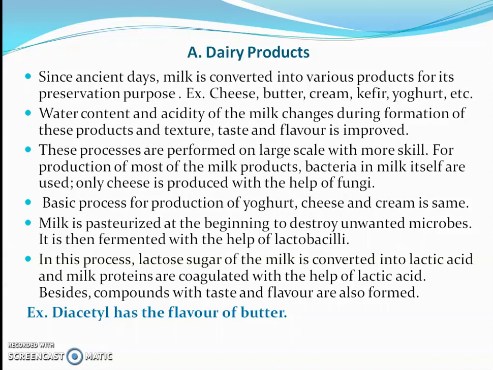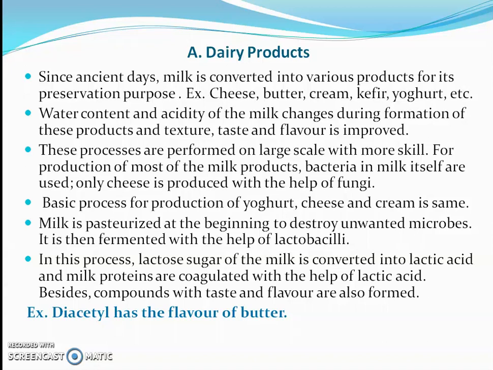Water content and acidity of the milk changes due to formation of these products, and texture, taste and flavor is also improved. These processes are performed on a large scale with more skill. For production of most of the milk products, bacteria in milk itself is used. Only for cheese, a different type of organism, that is a fungi, is added. Basic processes of production of yogurt, cheese and cream is the same. That is, milk is first pasteurized at the beginning to destroy all the unwanted microbes.